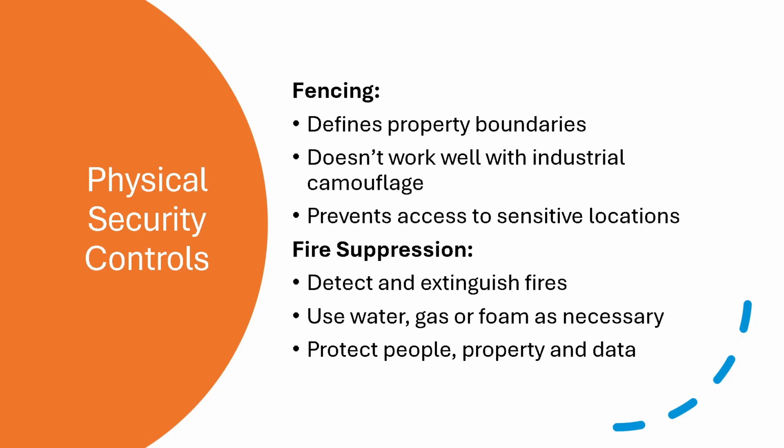Fire suppression systems. These systems detect and extinguish fire in order to protect people, property, and data. They use sensors to identify fire hazards and deploy agents, which may be water, gas, or foam, to suppress fires.